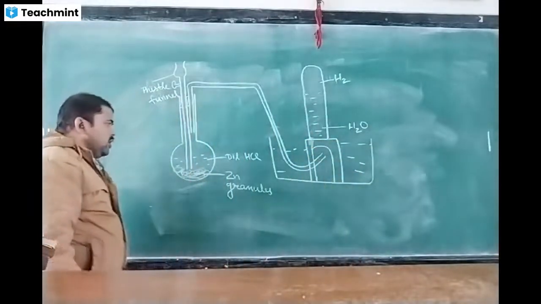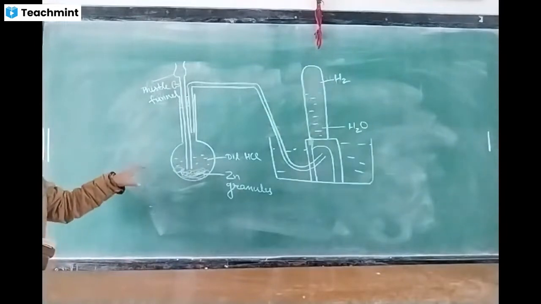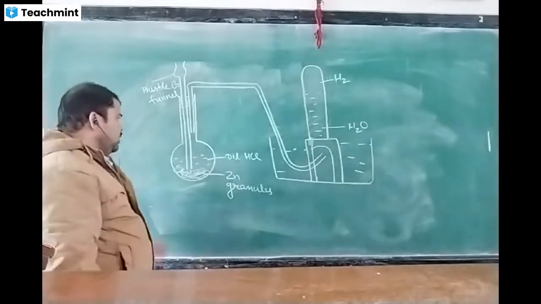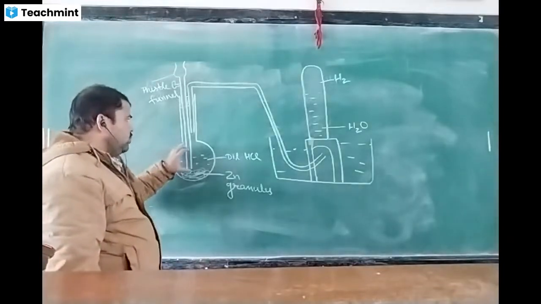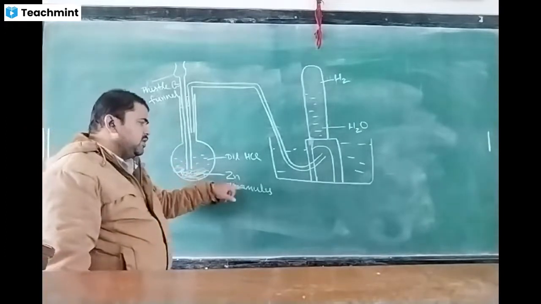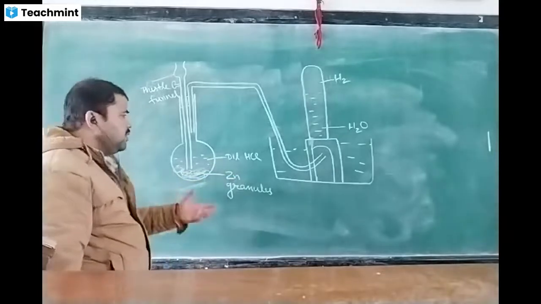So here in the laboratory preparation of hydrogen, this is the apparatus, the setup for hydrogen gas. In this apparatus we will take the round bottom flask, and in it we will take zinc granules, meaning zinc in granulated form. First of all, we will see the reaction.